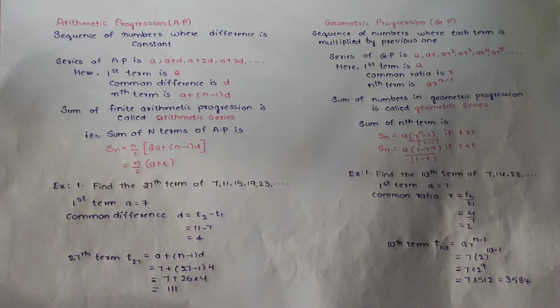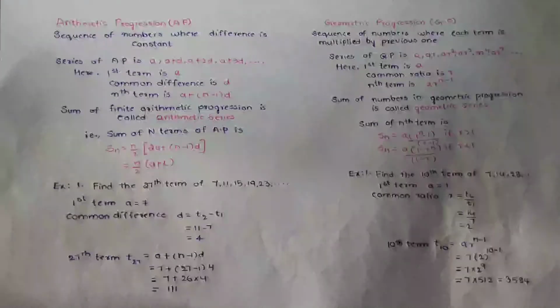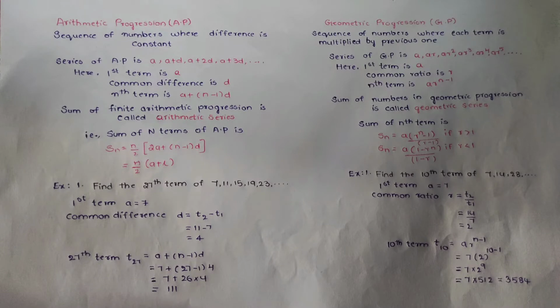And the next one is geometric progression. This geometric progression is also a sequence of numbers where each term is multiplied by the previous one. In the series of a geometric progression, a is the first term and the second term is ar. Here r is the common ratio, that is, if you multiply the first term with the common ratio you get the second term. Similarly, the third term is ar square, the fourth is ar cube, and so on. In this, the nth term will be ar to the power n minus 1.